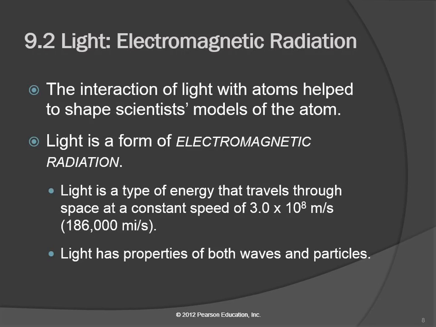Light travels faster than sound. That's why we see the lightning, and later we hear the thunder. You can estimate how far away the storm is by counting the difference in time between when you see the flash and when you hear the sound. Light travels very, very fast, and it always travels at the same speed. Light is interesting. It has properties of waves and of particles.